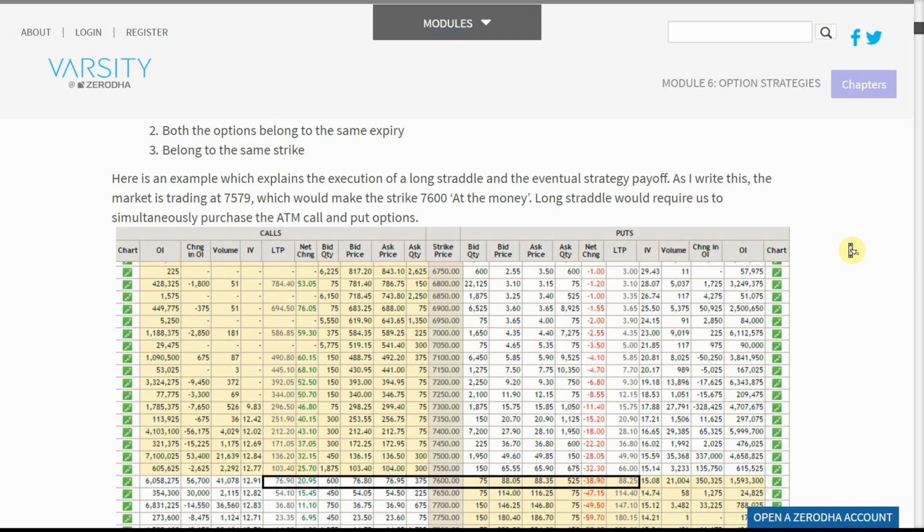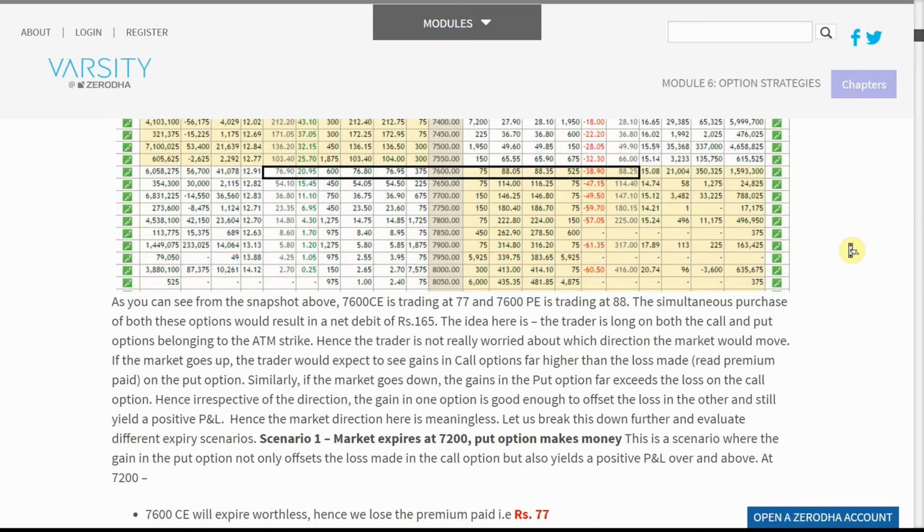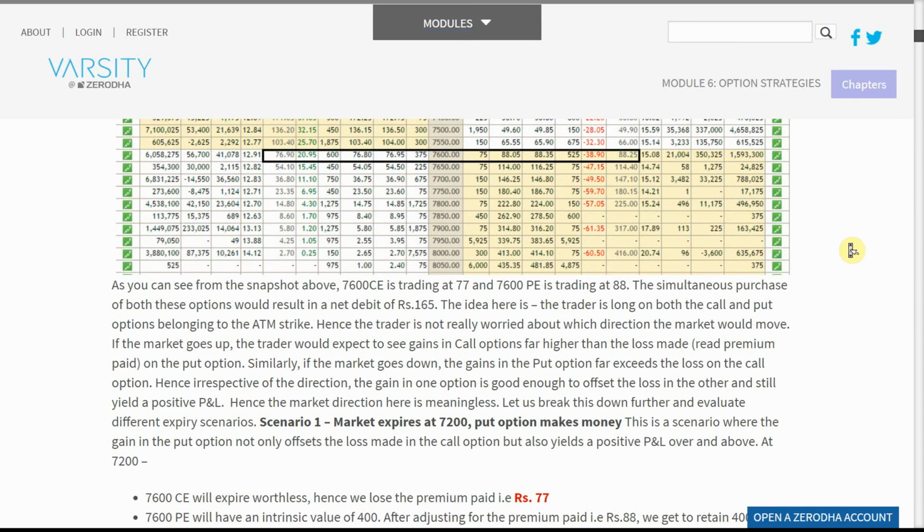As you can see from the snapshot above, 7600 CE is trading at 77 and 7600 PE is trading at 88. The simultaneous purchase of both these options would result in a net debit of 165 rupees. The idea here is the trader is long on both the call and put options belonging to the ATM strike. Hence the trader is not really worried about which direction the market would move.